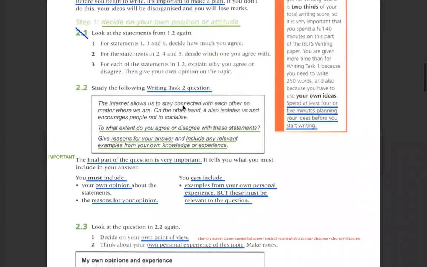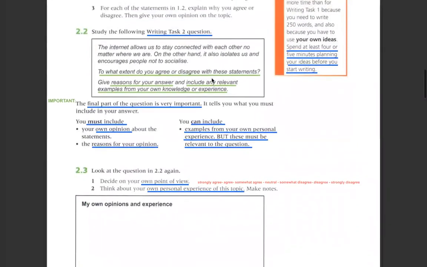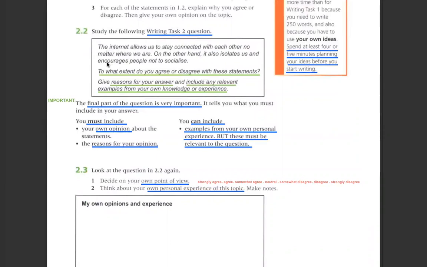All right, so let's have a look at this task again. So the first thing we can decide is what type of essay this is. So quickly have a look at this task again. I want you to read it and then tell me in the chat box, what type of essay is this?